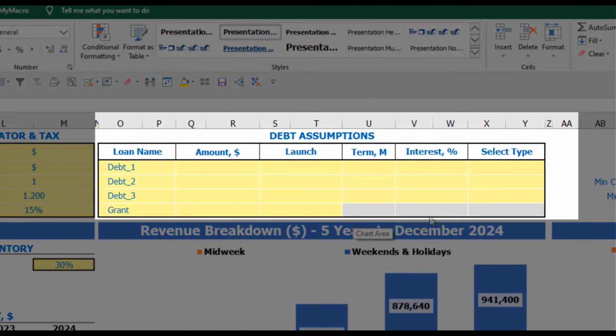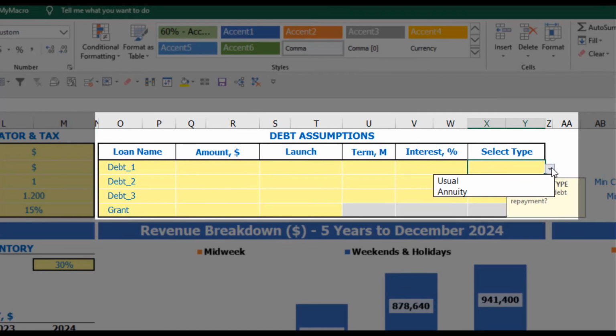Also on the top of the dashboard you have debt assumptions. Let me show you how it works. So for each debt you are able to select the debt type. There are 2 debt types in the model, which is annuity and usual. Annuity means that each monthly payment, which consists of your debt repayment plus interest expenses, will be equal each month. In case you select usual, your main debt repayments will be equal parts and interest will be just interest on the debt's closing balance.